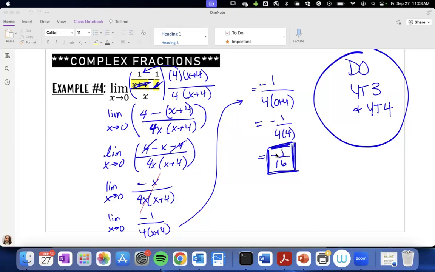Oh, 19. Yeah, so don't do 19, 20, 23 or 25. We haven't gotten to trig limits yet. We will get there, but. Or sorry, or 27.